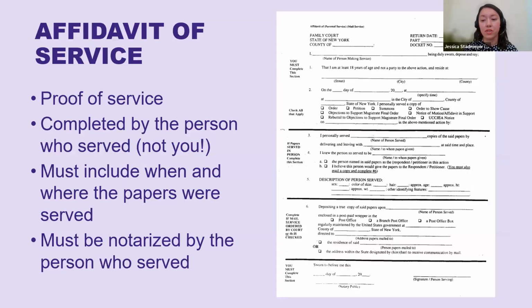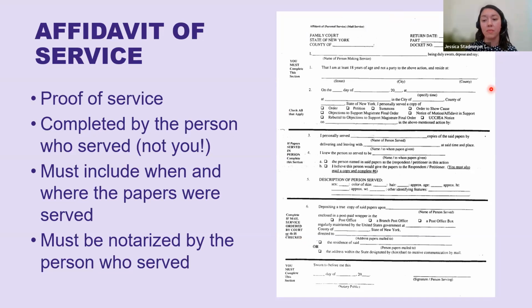Once the papers have been served, whoever has performed the service will have to complete the affidavit of service. An affidavit of service is a document that shows the court that the respondent was served in the correct way. Remember that this document must be completed by the person who served the papers, not you, the petitioner who started the case. So here we have a sample affidavit of service.